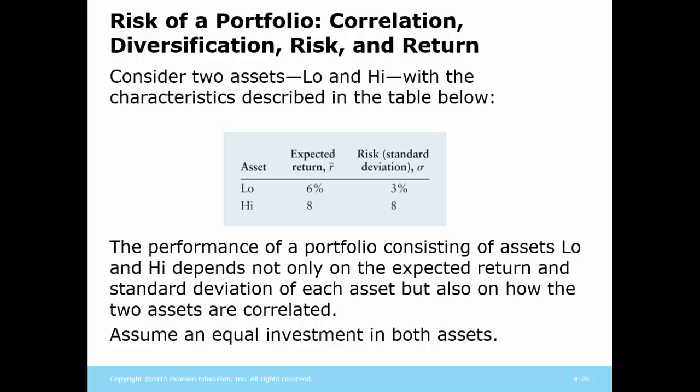So here we have two assets, low and high. 6% is the expected return for low, 3% is the standard deviation; 8% is the expected return for high, and 8% is the standard deviation. So again, the performance of these makes a little bit of sense. The lower risk asset has lower returns, right? So what if we put an equal investment in both of these assets?